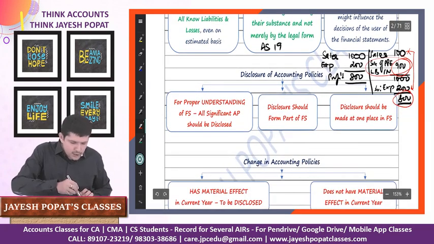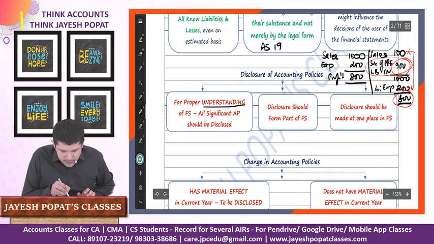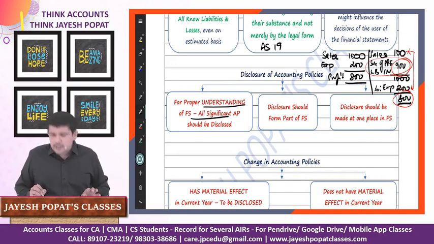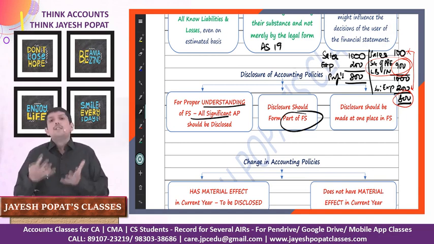Now we'll talk about disclosure of accounting policy. We have already understood that for proper understanding of financial statement, all significant accounting policies should be disclosed. Where should you disclose it? Obviously it is for the understanding of the financial statement, so you should disclose it as part of the financial statement. Where should you disclose it?